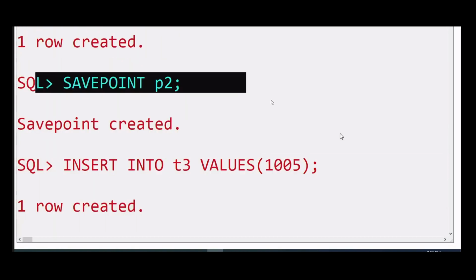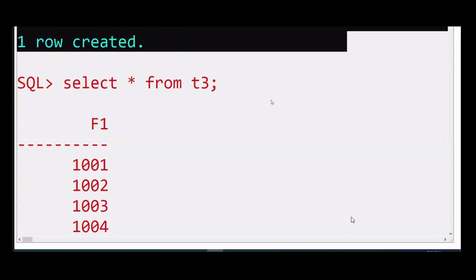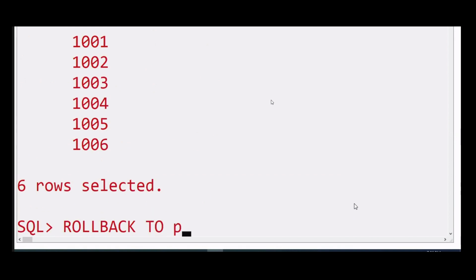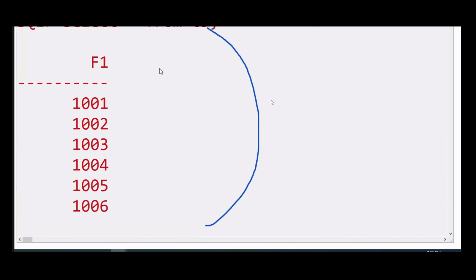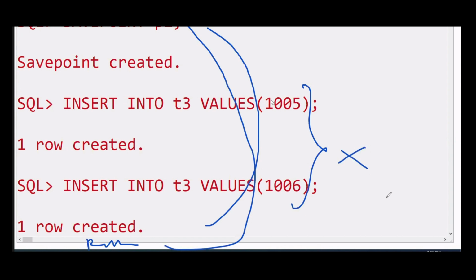Up to this point I want to cancel now. These actions I want to cancel. So what am I writing here? Rollback to. What is the point name? P2. What happens now? From this rollback to this save point P2, all the middle actions will be cancelled. Rollback to save point. Rollback to P2 means till that P2 point it is cancelling.